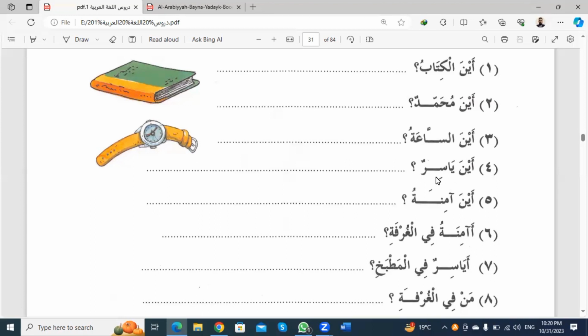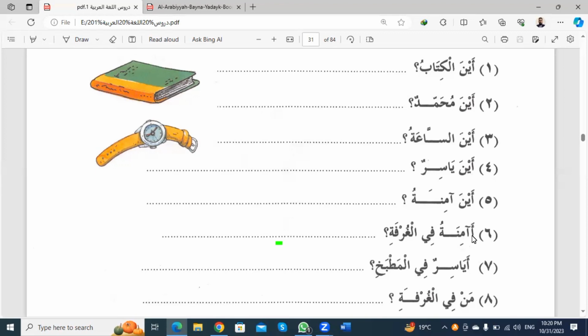Aina Yasiru. Where is Yasir? We can say he is in the house. هو في البيت. Very good, right? Aina Aminatu, the name of a female. Where is Amina? She is in the kitchen. هي في المطبخ. Very good, excellent. Right.